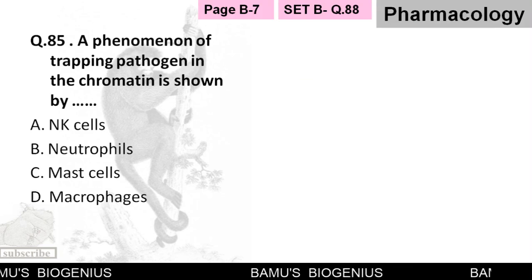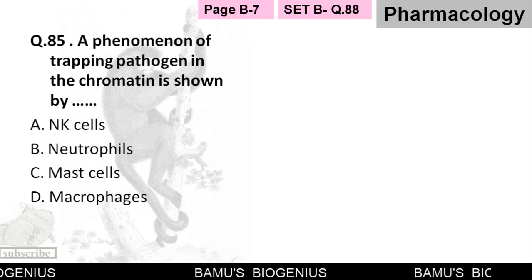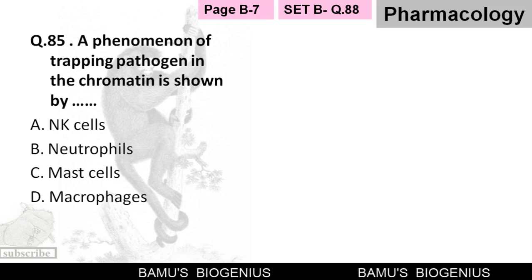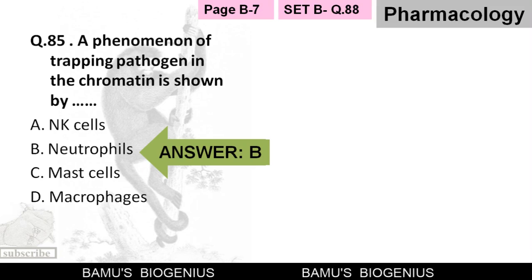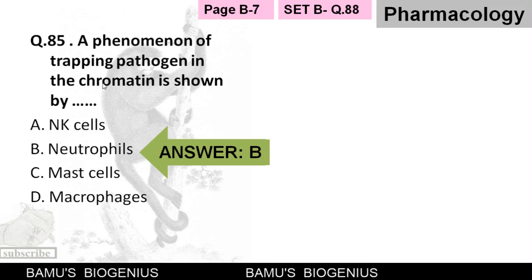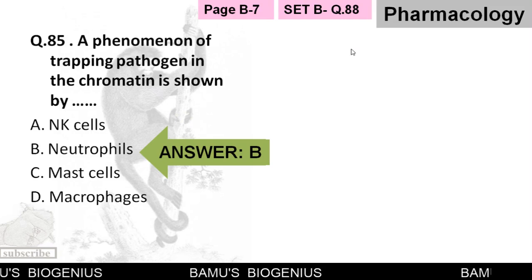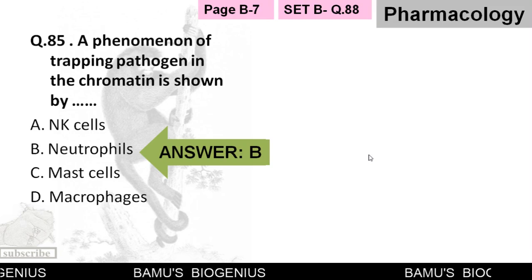Then question number 85. A phenomenon of trapping pathogen in the chromatin is shown by NK cells, neutrophils, mast cells, or macrophages. The answer is neutrophils. Answer is B. That process is known as NETosis. So this question, question number 85, is in set A, but in set B, this question is question number 88 on page B7.